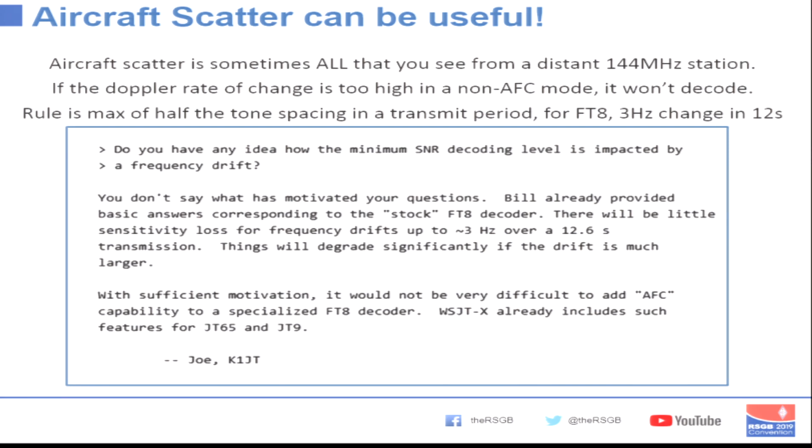So I like this particular thing: "With sufficient motivation, it will not be very difficult to add AFC capability to an FT8 decoder." Yeah, I think that was 3 years ago, something like that. So can everybody just please keep asking on the WSJT Devel list, please can we have AFC for FT8? Because it would actually be useful for those of us who use VHF, UHF, SHF.